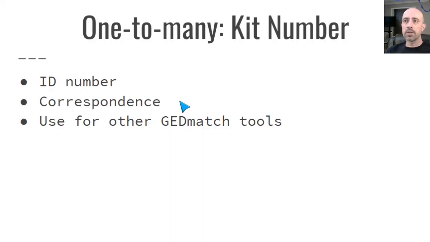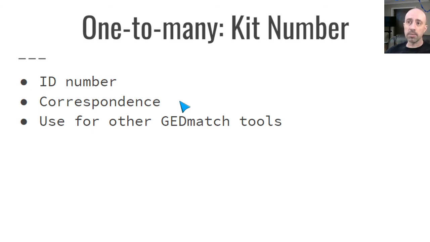Then finally, the kit number is another item that's fairly easy to understand and access in the one-to-many tool. The kit number is basically an ID number. You can use the kit number in correspondence. You can say, hey, I'm interested in this match, the kit number is whatever. There are a lot of people in GEDmatch who manage multiple kits, so it can be helpful to say, I'm interested in kit number whatever, because if you just email them without mentioning the kit number, they might have to email you back and say, well, I manage a lot of kits, so who are we talking about here? The kit number can help in correspondence and for reference.